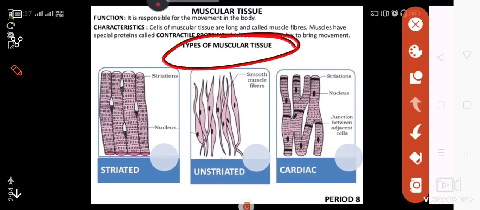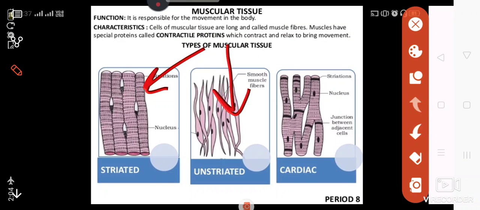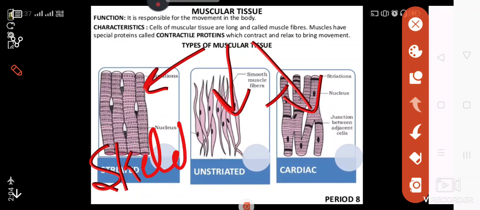These muscular tissues are of three types: striated, unstriated, and cardiac muscles. Striated muscles, unstriated muscles, and the cardiac muscles. Unstriated muscles are also known as smooth muscles, and striated muscles are also known as skeletal muscles. Unstriated are known as smooth muscles, and cardiac is known as cardiac muscles.